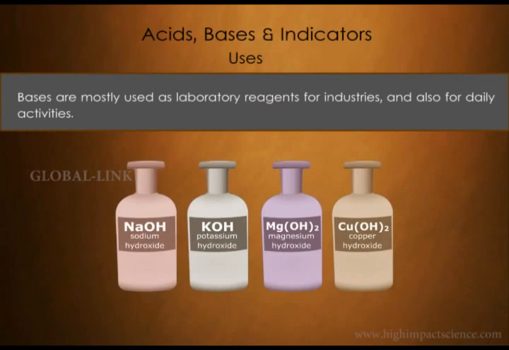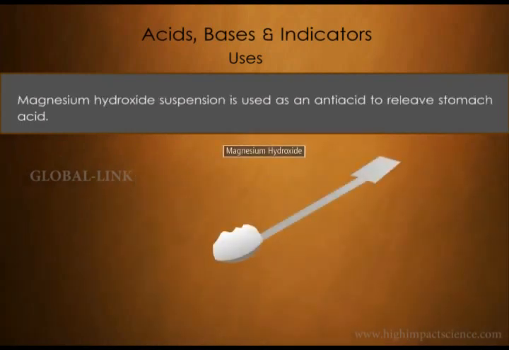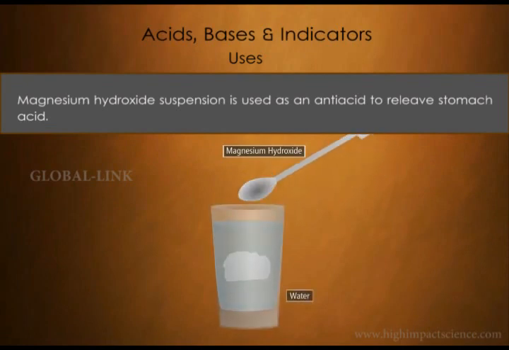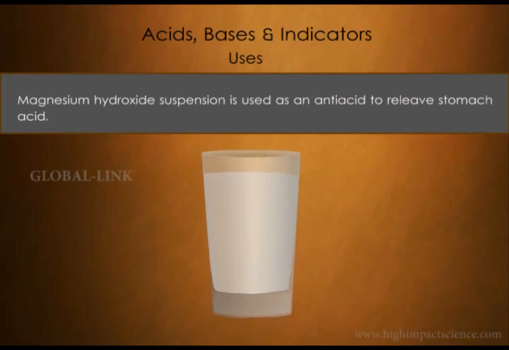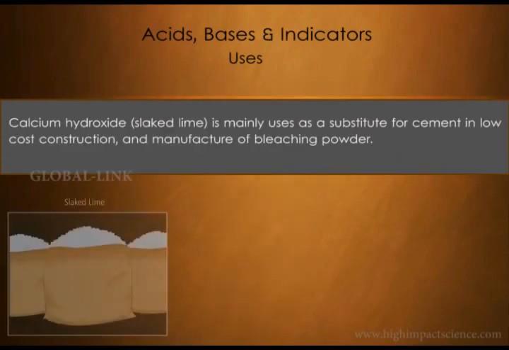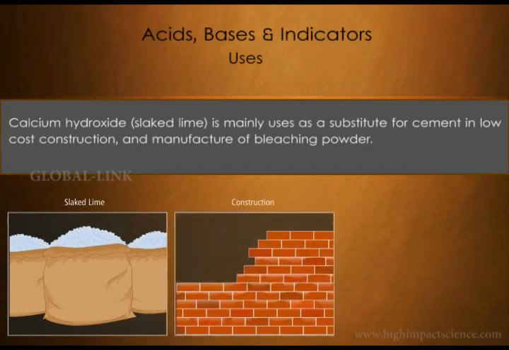Bases are mostly used as laboratory reagents in industries and also for our daily activities. Suspensions of magnesium hydroxide and water, often called milk of magnesia, are used as antacids to neutralize stomach acid. Calcium hydroxide or slaked lime is used in construction, manufacture of bleaching powder, and so on.